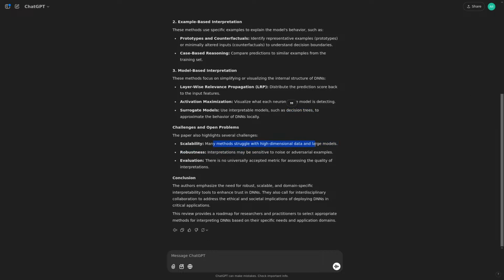Challenges and open problems. Scalability: many methods struggle with higher dimensional data. Robustness: interpretations may be sensitive to noise or adversarial examples. There are also no universally accepted metrics for assessing the quality of interpretations. The authors emphasized the need for robust, scalable, and domain-specific interpretability tools.